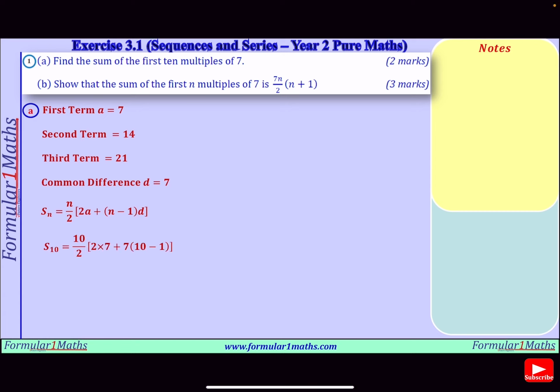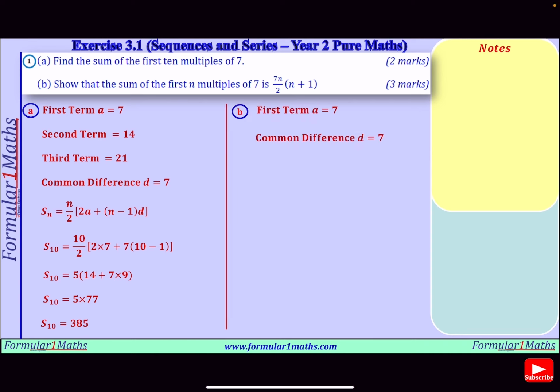If you simplify, you're going to get 5 brackets 14 plus 7 times 9, and a further simplification will give you 5 times 77, and evaluating gives 385. So that's for A. For B, we know the first term is 7, the common difference is 7, and the sum is given by this formula right here. On this occasion, we don't have the value of n, so we substitute a and d to get the expression required. So we're going to get that.